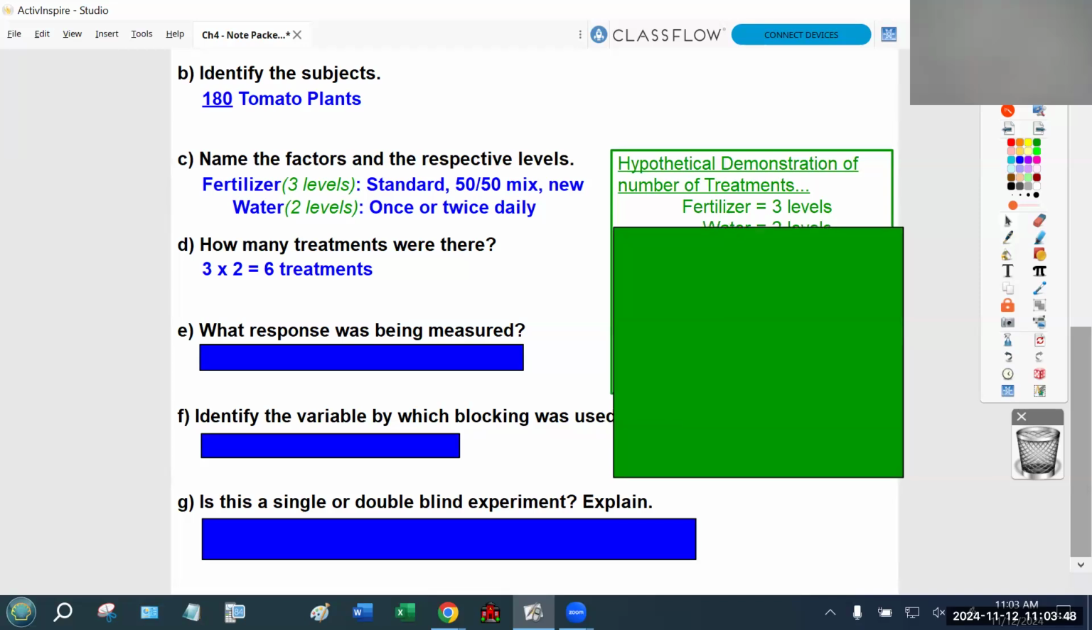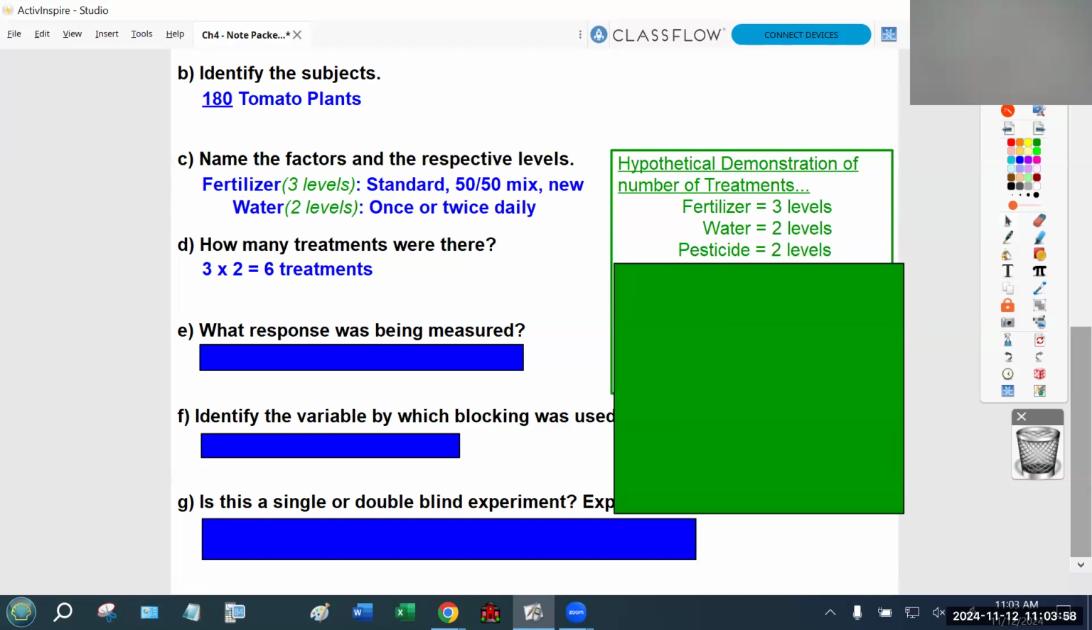This is a hypothetical demonstration of treatments. Imagine we'll still keep the 3 levels for fertilizer, we'll still keep the 2 levels for water. But imagine I also want to factor in pesticide. Maybe you get the pesticide or you don't, just 2 levels. You either get it or you don't. And humidity, maybe I do like 25%, 50%, 70%, 100%, just to see how do these plants and the fertilizer react to different humidity levels?